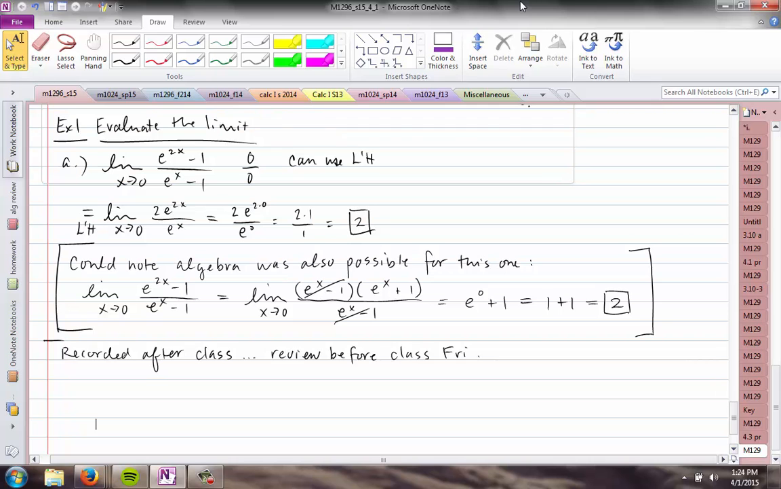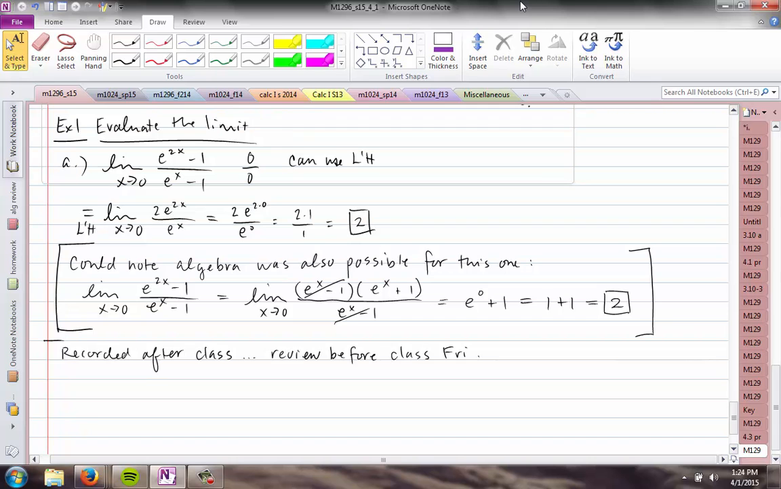So the derivative of e to the 2x minus 1 is 2e to the 2x, because I'm using the chain rule here. And then the derivative of e to the x minus 1 is just e to the x. So in this case, I was able to just plug in x equals 0 and get a value that was determinate. I got 2, so that's the answer.